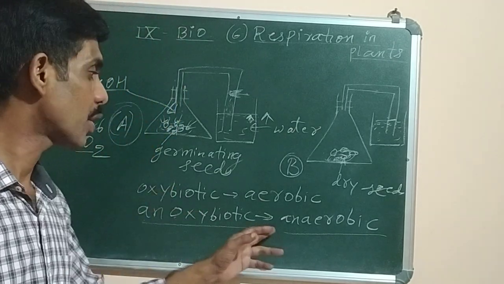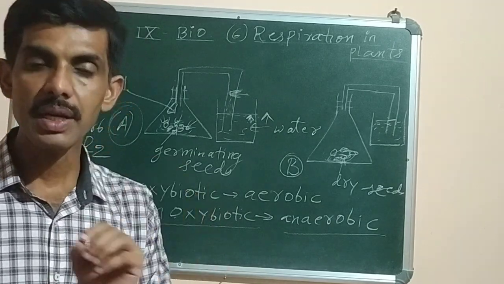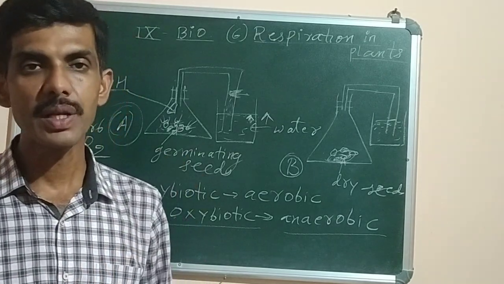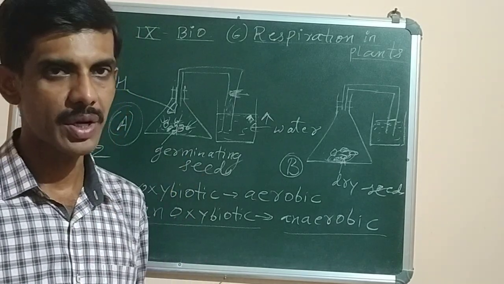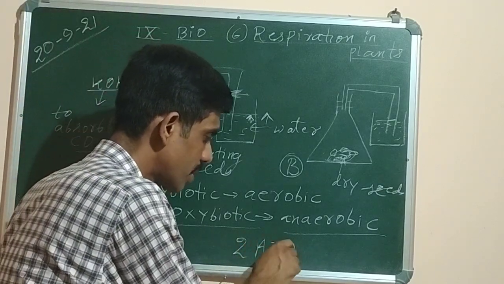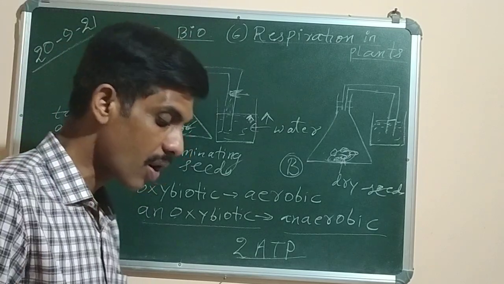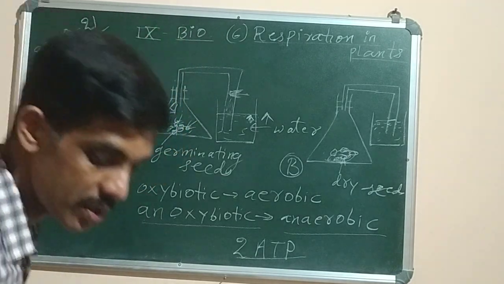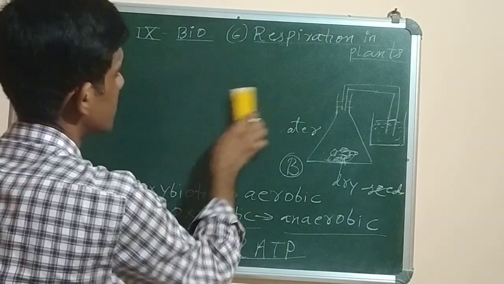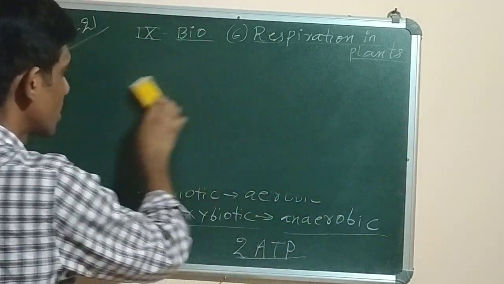But during anaerobic or anoxybiotic respiration, there is incomplete burning or oxidation of glucose molecules, and it will lead to a very small amount of energy production, that is only 2 ATP molecules are produced during anaerobic respiration. Okay, so what is the equation of aerobic respiration? If we need to write the equations of anaerobic respiration and aerobic respiration, first I will write the chemical equation, which is mentioned in your book also.